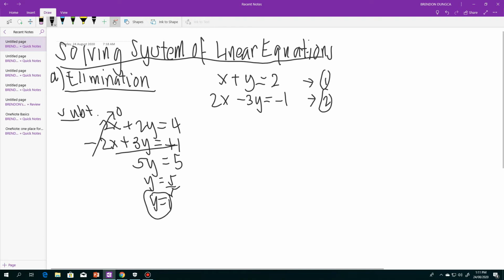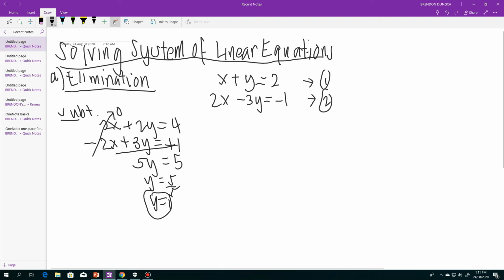So we now have y is equal to 1. Next, we are going to get x. Looking at these two equations again, since we have gotten y, in the next procedure we will eliminate y.